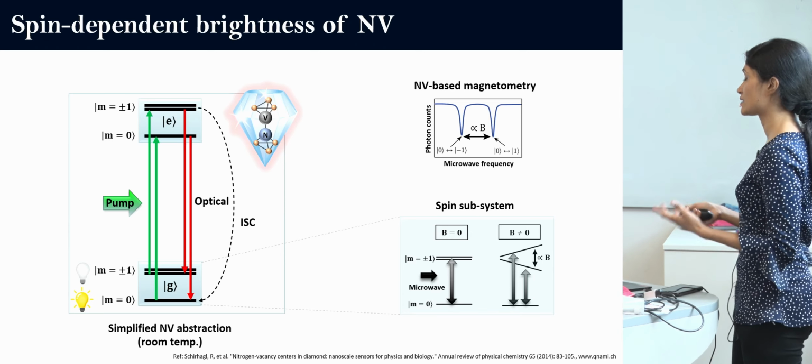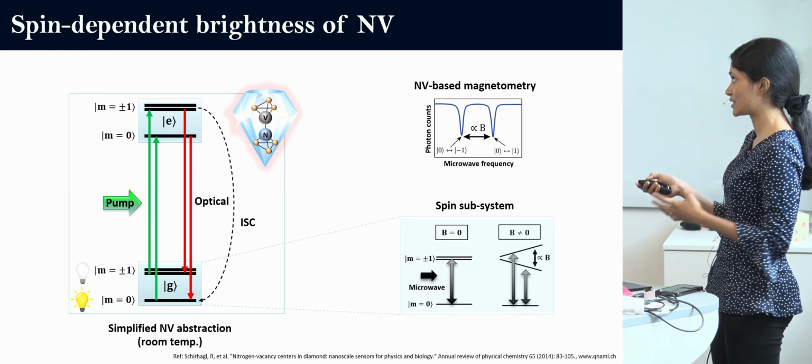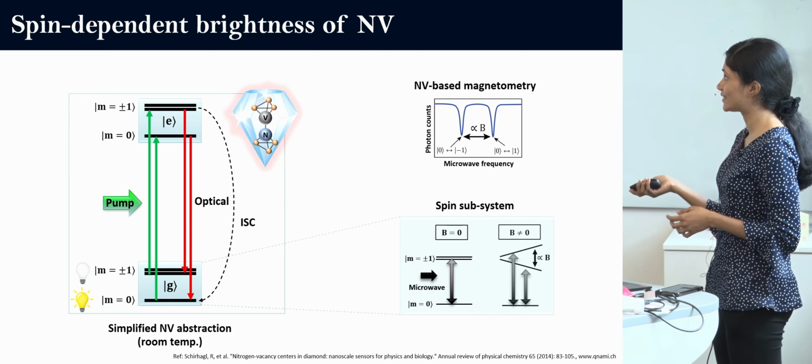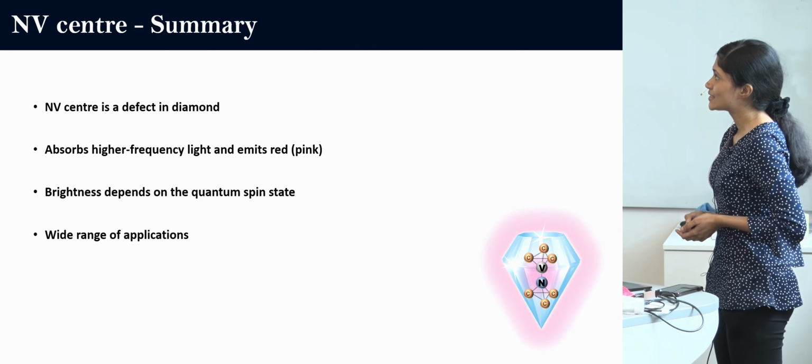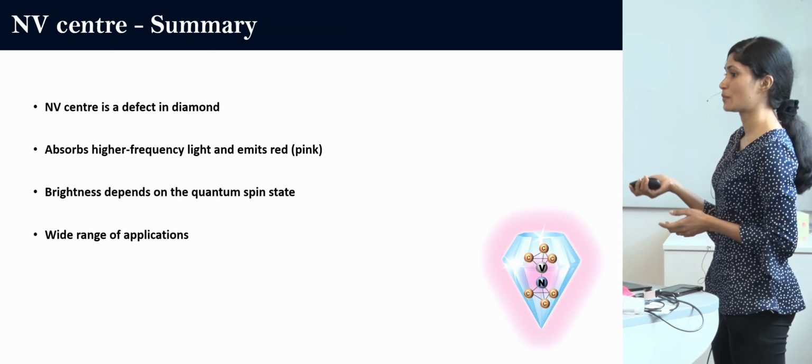And you can use variants of this to do vector magnetometry as well, but I'm going to skip that bit because this is going to suffice for the rest of the talk. So that's all I wanted to share with you about the NV center. Here's a summary of what we learned.